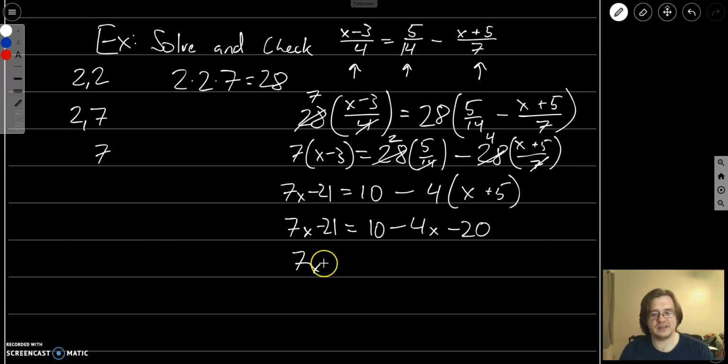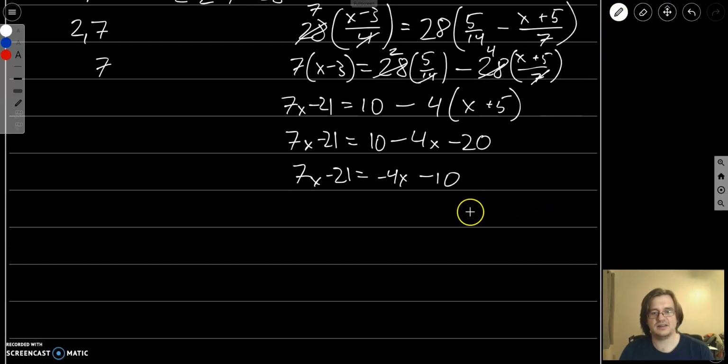And if I simplify that right-hand side again, 10 and minus 20 is minus 10, with that minus 4x hanging around. With all these minus signs, it's easy to get one mixed up somewhere. Be careful. The last order of business, get all of the x's on one side and get all of the constant terms on the other. So I've got a 21 here, in fact a negative 21. So to cancel that out, I'm going to add 21 to both sides.